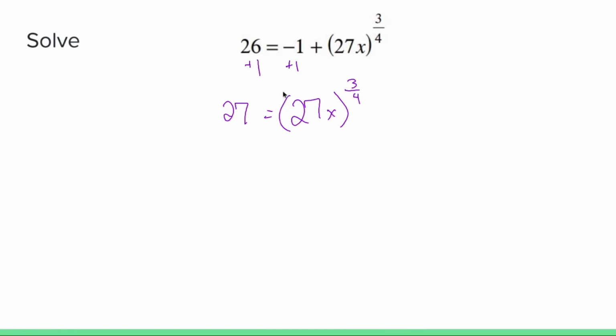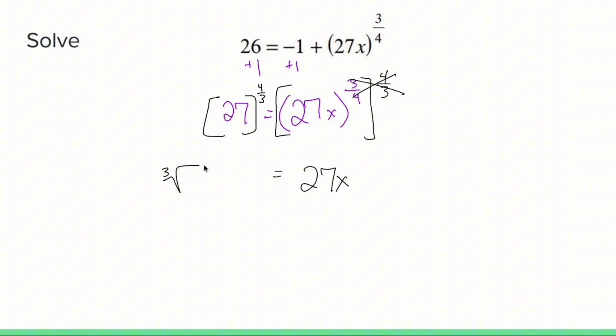What we need to do is get rid of that 3/4, right? So let's take the 4/3 of both sides, meaning make the exponent of both sides 4/3. What that does is cancel out the 3/4, and you're left with 27x. Now 27 to the 4/3 power can be written as the cube root of 27, all of which to the 4th power. The cube root of 27 is 3, and 3 to the 4th power is 81.